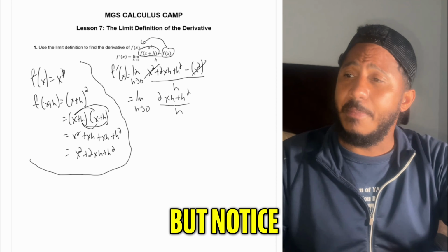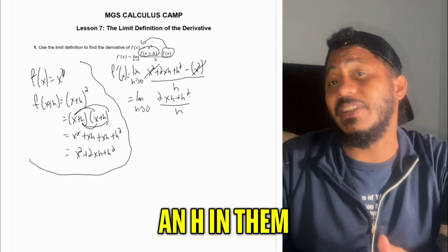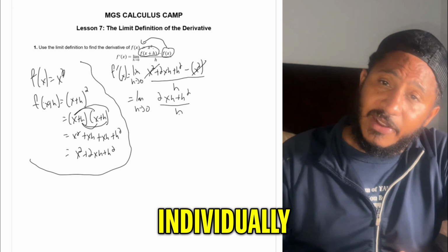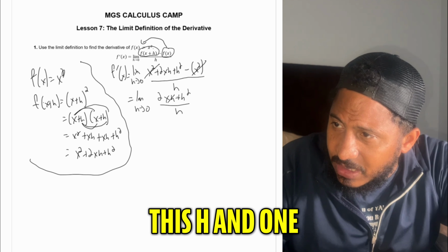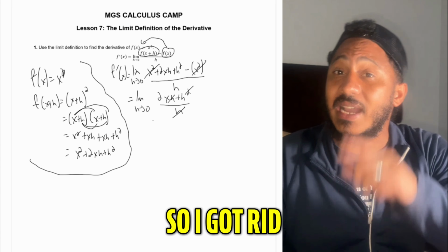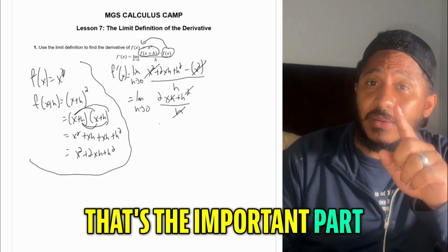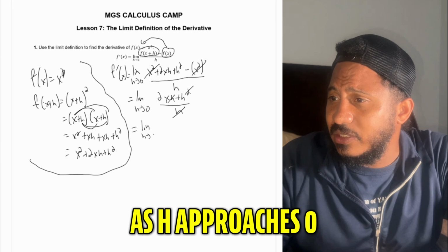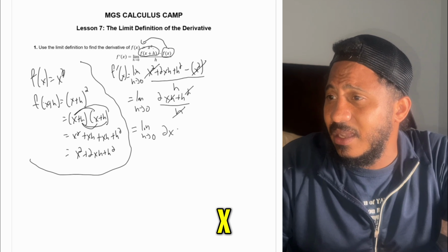But notice, both of my terms in the numerator have an h in them. So dividing by h, I can divide each of them by h individually. Meaning if I take this h and one of these h's, it can cancel with this h in the denominator. So I got rid of that h in the denominator. That's the important part, the one in the denominator. Meaning this gives me the limit as h approaches 0 of 2x plus h.